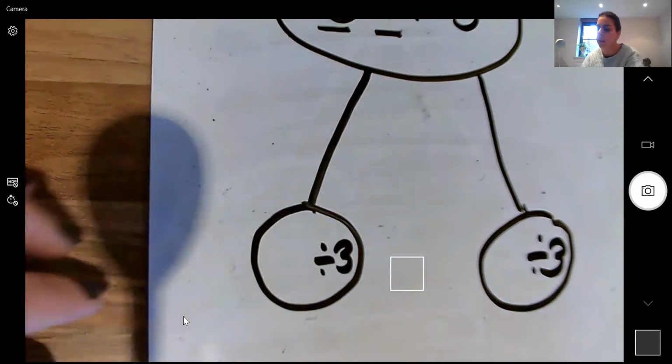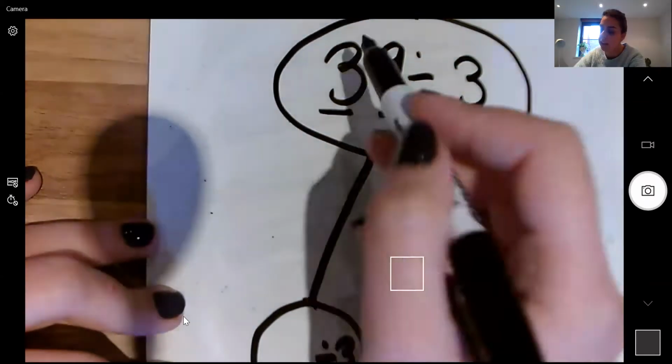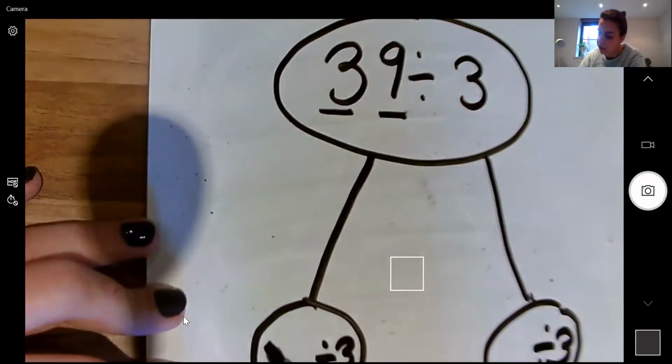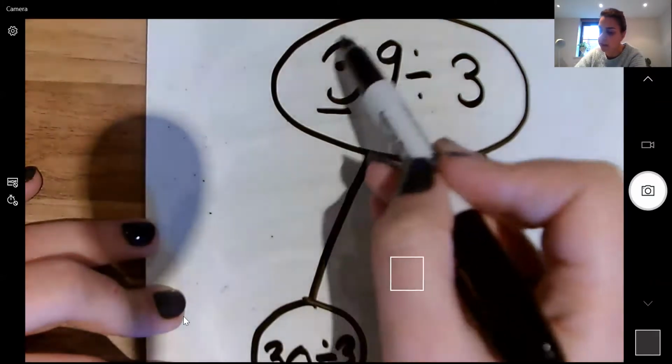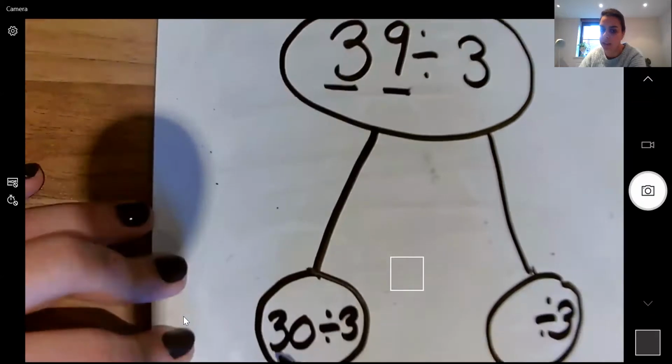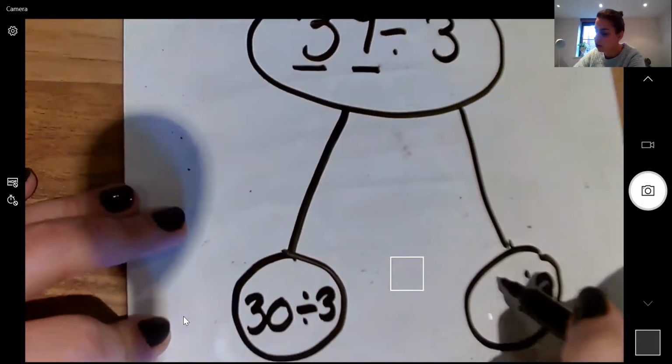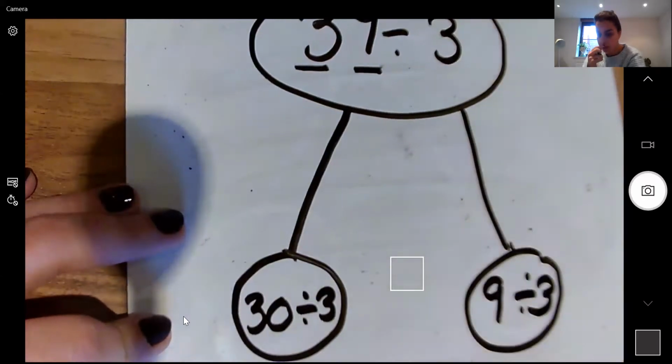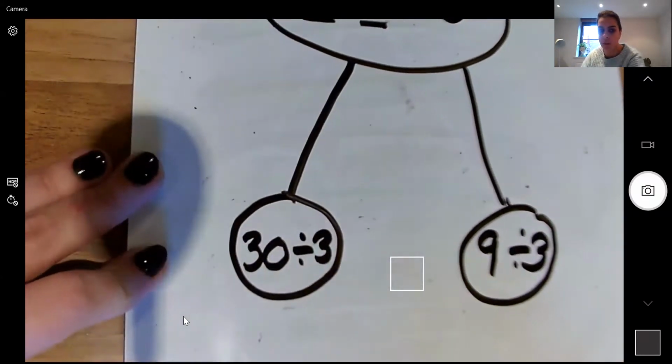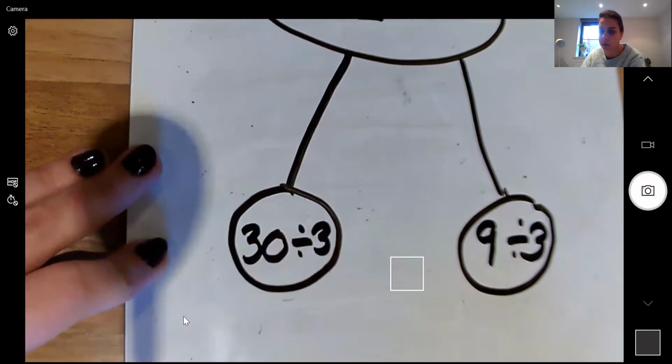Okay. If you have said 30 divided by 3, that's fantastic, because that's how many tens we've got. We've got 3 tens, which is 30. Then we've got 9 ones. So I should have 9 divided by 3 over there. So well done if you got that as your answer for your part whole model.